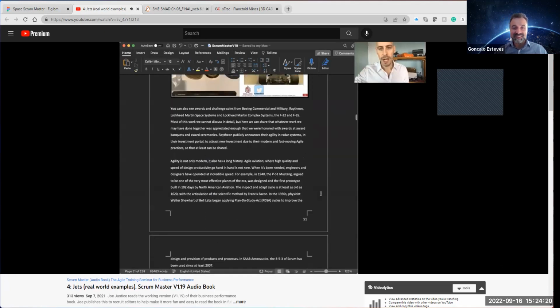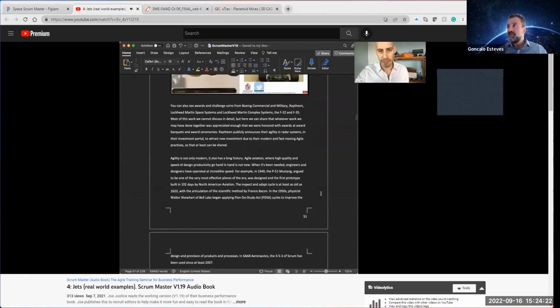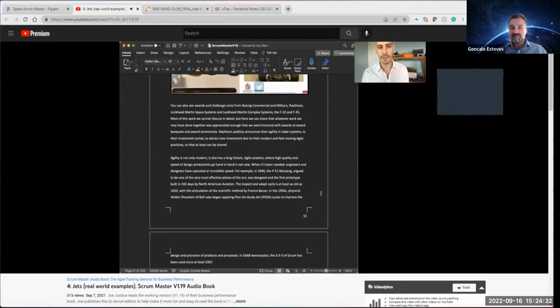Agile aviation, where high quality and speed of design productivity go hand in hand, is not new. When it's been needed, engineers and designers have operated at incredible speed. For example, in 1940, the P-51 Mustang, argued to be one of the very most effective planes of the era, was designed and the first prototype built in 102 days by North American Aviation.